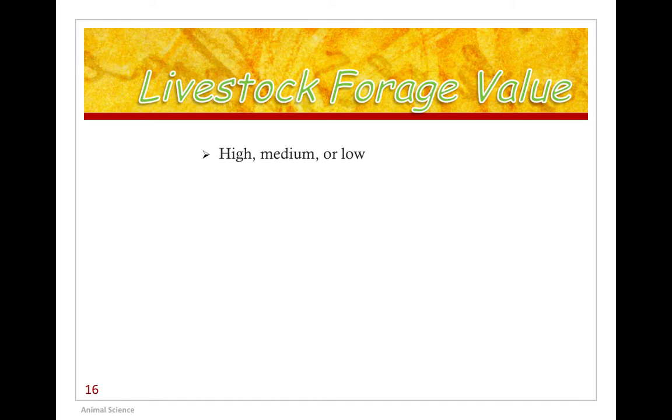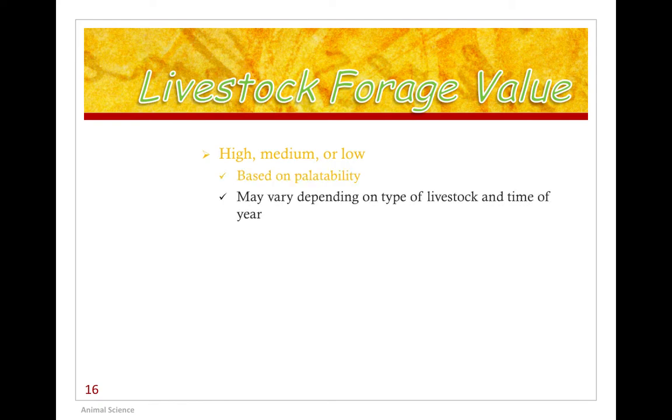Livestock forage values are listed as either high, medium, or low. This is based on the palatability or how they taste to the livestock. It might depend upon the type of livestock or the time of year. Different livestock like different plants, and the time of year may determine whether a plant is more palatable or less palatable. In our handbook, there is an average forage value given. As a rule of thumb, the taller grasses have higher forage values, more leaves are available, and it's easier grazing for livestock to eat.